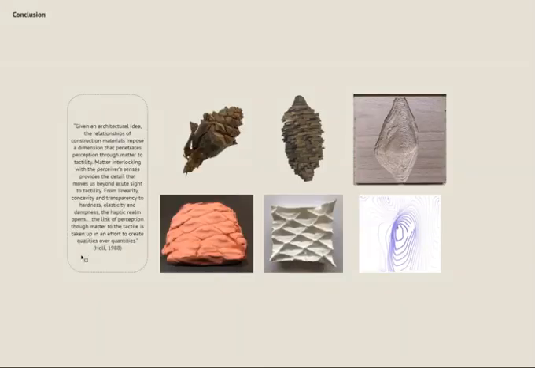As Steven Holl put it in his Matter and Tactility article in 1988, given an architectural idea, the relationships of construction materials impose a dimension that penetrates perception through matter to tactility. Matter interlocking with the perceiver's sense provides the detail that moves us beyond acute sight to tactility.